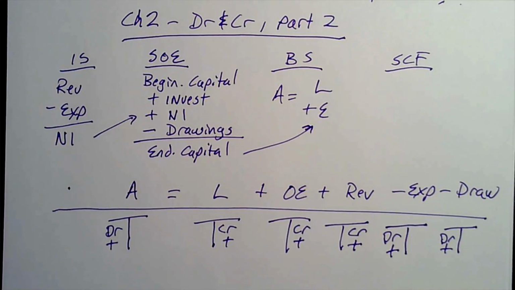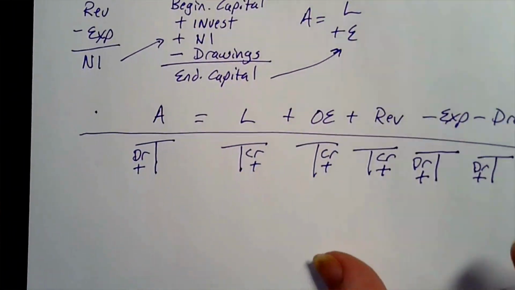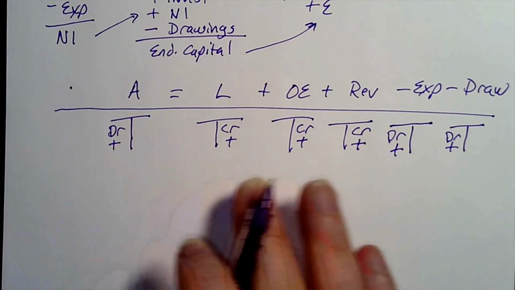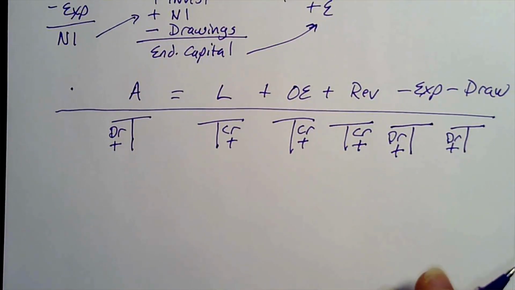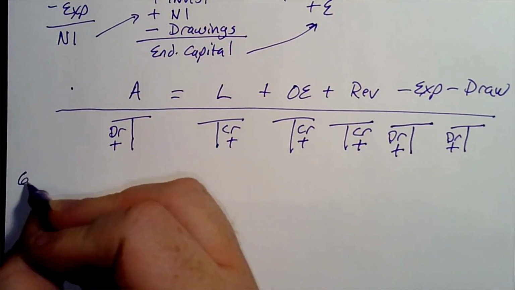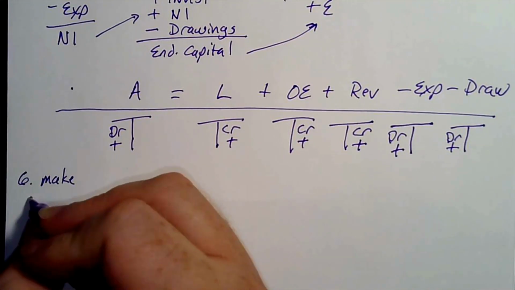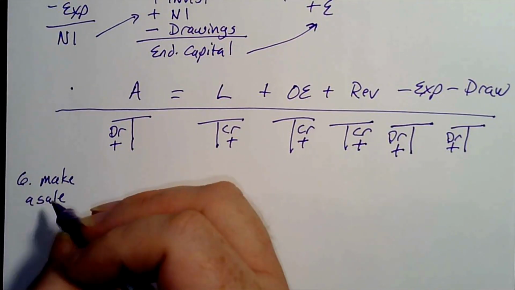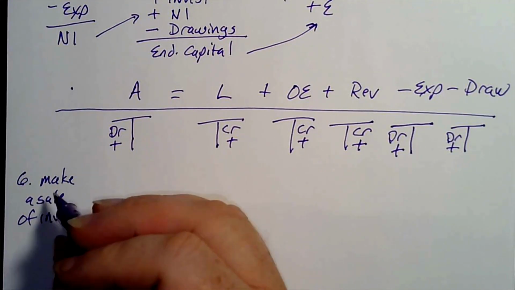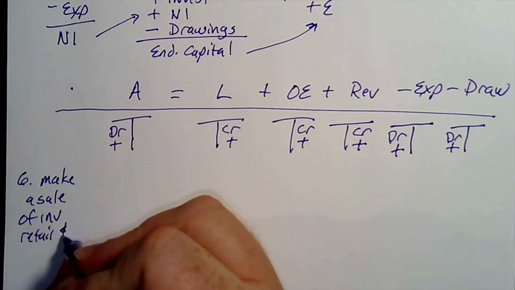These are the 6. What we're going to do, as we did in the last video, is look at a couple more business transactions and see if we can line them up and make sure we understand what the debit and credit effect is. So here I'm going to keep numbering, 6. Let's say we make a sale of inventory. We're going to sell some of our inventory, and the retail price is going to be $600.